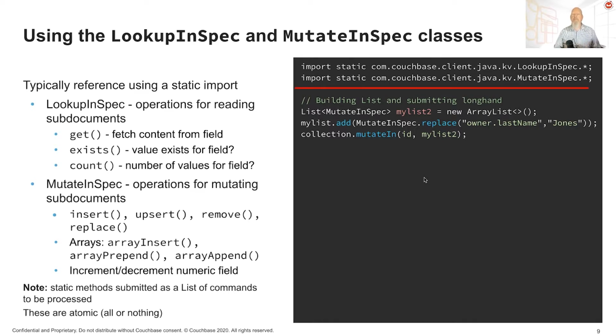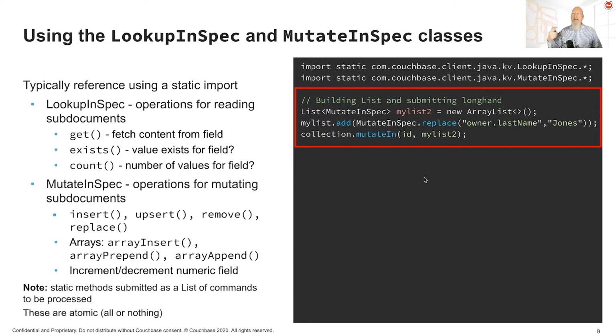So what have we done here? Well, we built a list of type MutateInSpec. It's an ArrayList. And with that ArrayList, I'm going to add an element from the MutateInSpec. In this case, I'm adding the replace. Now, because I did a static import, I technically don't have to prefix the replace with MutateInSpec. MutateInSpec is the longhand way to do that. So I'm basically saying myList.add MutateInSpec.replace, and then the element and the value that I want to replace. So you can see how that works.